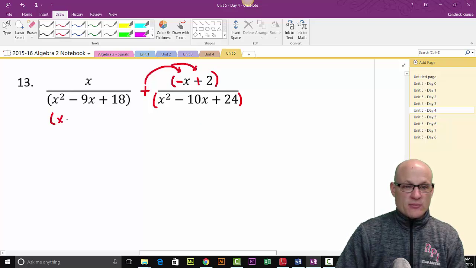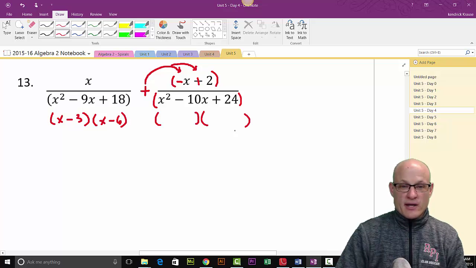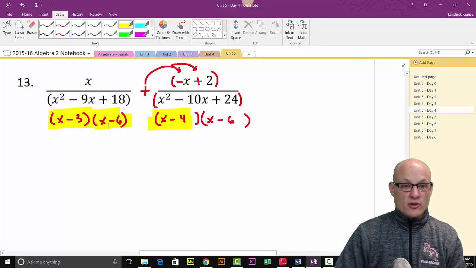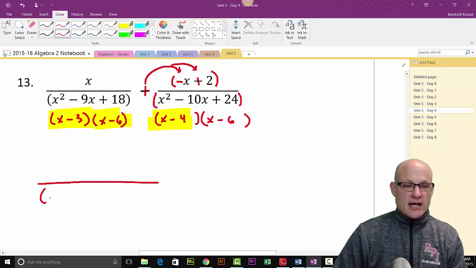This is x minus 3, x minus 6. Probably one of those at least is going to match here. X minus 4, x minus 6. So all the things that are new, we have an x minus 6, we have an x minus 4, and we have an x minus 3. There's only one x minus 6. So there's my common denominator right there, kids. X minus 3, x minus 6, and x minus 4.